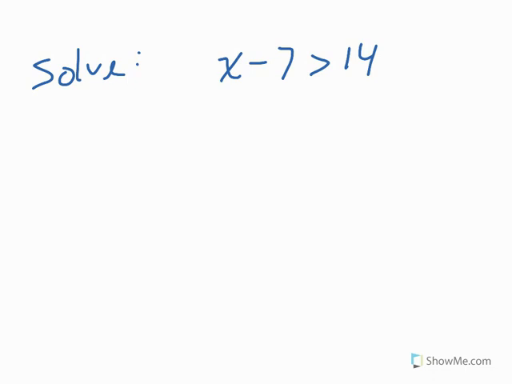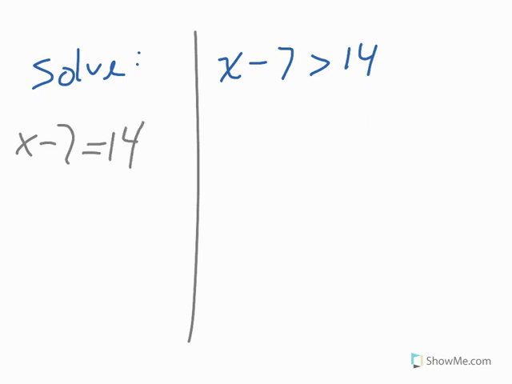So notice the first thing you see is that there is no equal sign here. There's a greater than symbol. So for a second, just pretend that you have the problem x minus 7 equals 14. To solve this problem, you would do the inverse of subtraction by 7, which would be addition by 7 on both sides. And you would get that x is equal to 21. It's very similar with the inequalities.